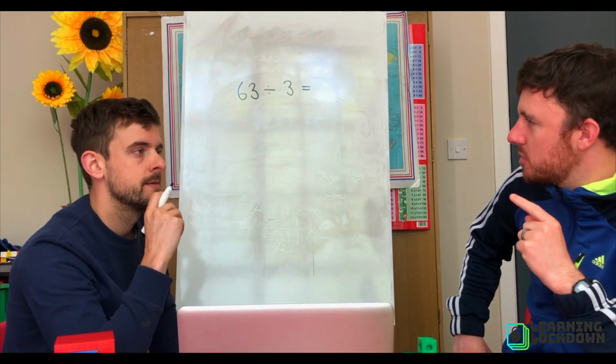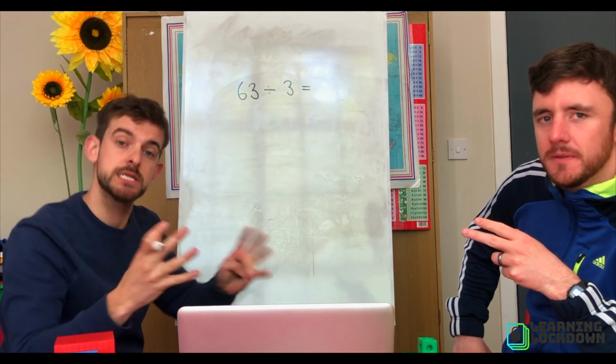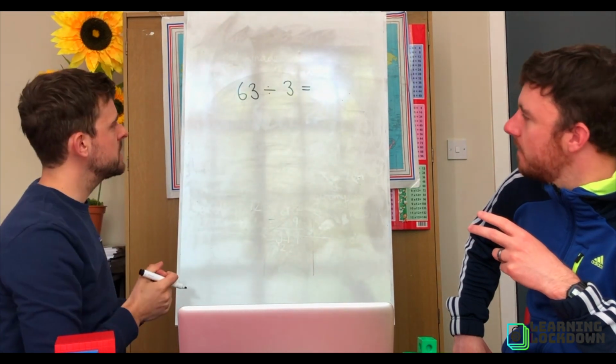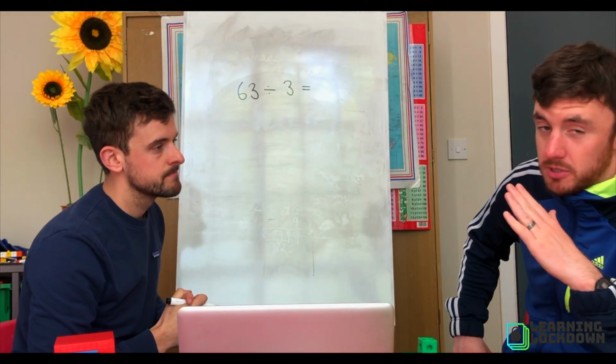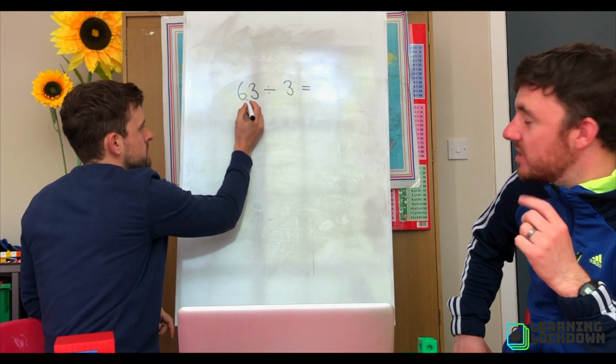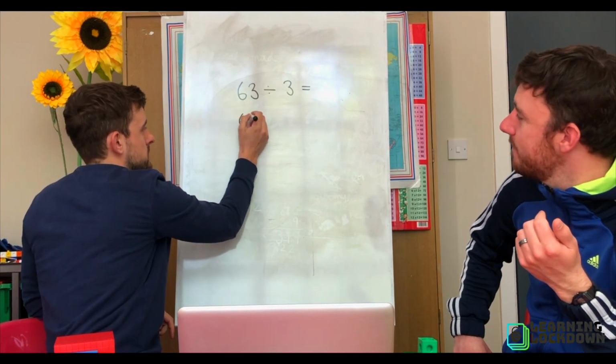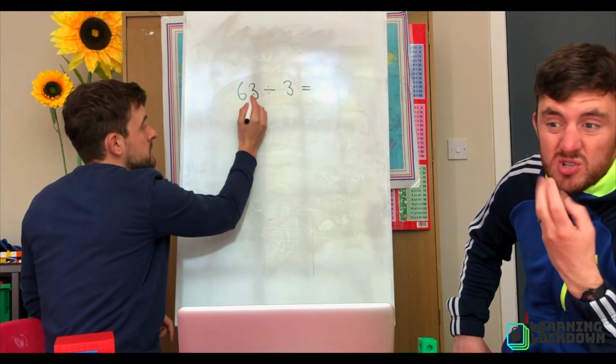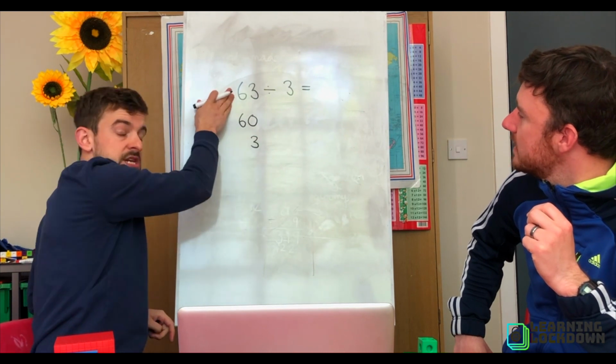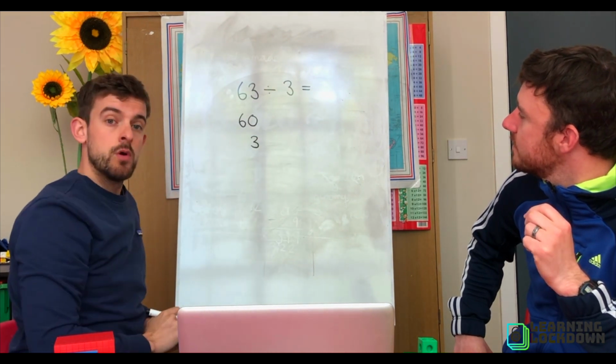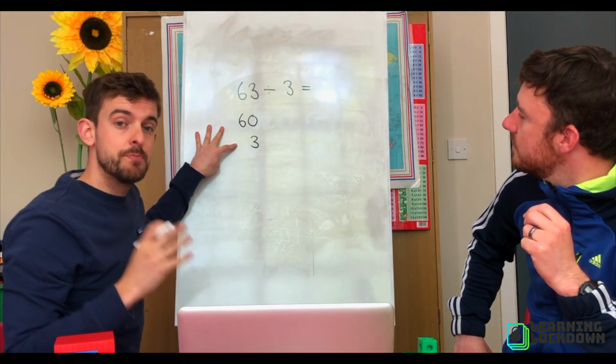Partitioning is a good idea. So we split up the 63 into its 2 parts. What are the 2 parts of 63, Mr. S? Well, I'm going to go into 10s and 1s, nice and simple. So there are 6 10s, which would make 60. And there are 3 1s, which is 3. So we've partitioned the 63. Now, we're going to divide these separate parts by the number 3.